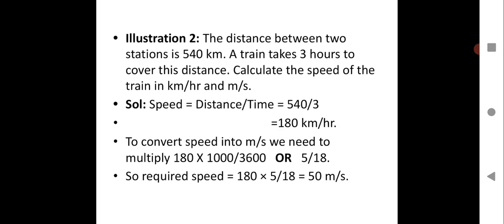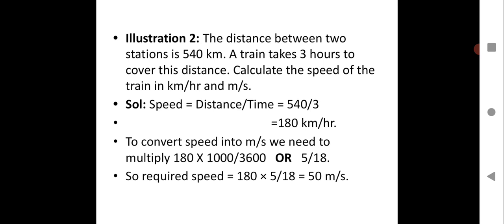Then illustration 2. The distance between two stations is 540 km. A train takes 3 hours to cover this distance. Calculate the speed of the train in kilometer per hour and meter per second. So here they have given 2 units and you have to do conversion as well. So first of all, speed is equal to distance upon time. So here first one, the distance between the two stations is 540 km and the time given is 3 hours. So 540 upon 3, that gives you 180 km per hour. So you got the first answer, 180 km per hour.